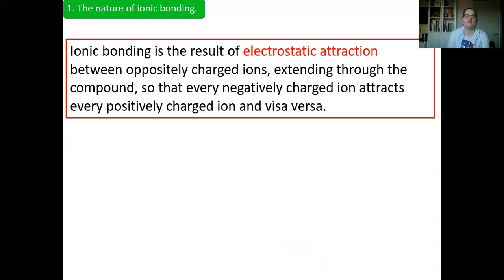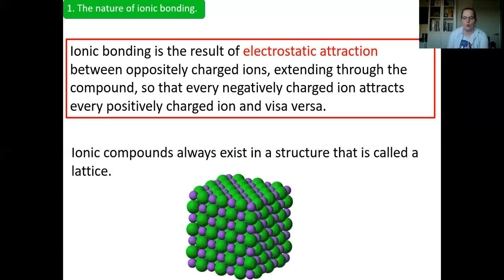So ionic bonding is the result of electrostatic attraction. It's electrostatic attraction between oppositely charged ions extending through the compound, so that every negatively charged ion attracts every positively charged ion and vice versa. So ionic compounds always exist in a structure that is called a lattice, and we call them ionic lattices.